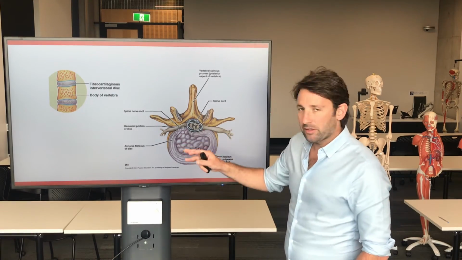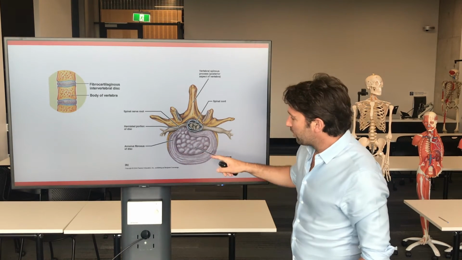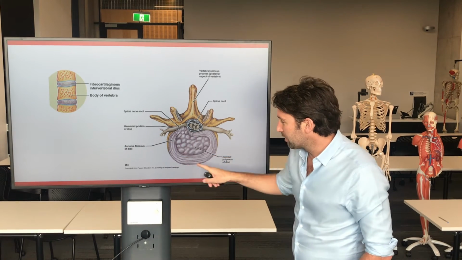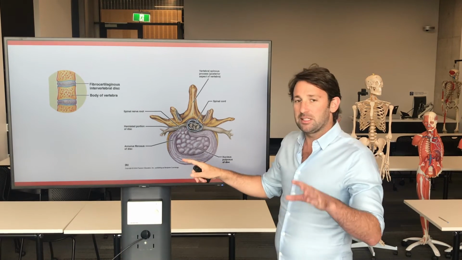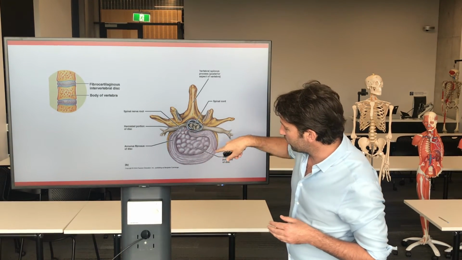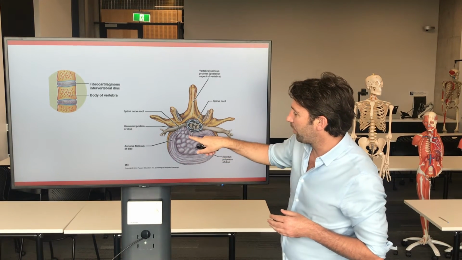So another view of the disc here, we see the disc sitting on top of the vertebral body. You've got the nucleus pulposus with these jelly-like balls in the middle, with the annulus fibrosus with this ring of fibers around the outside. And here we see an example of that ruptured or herniated disc where the actual nucleus pulposus is broken through the annulus fibrosus.